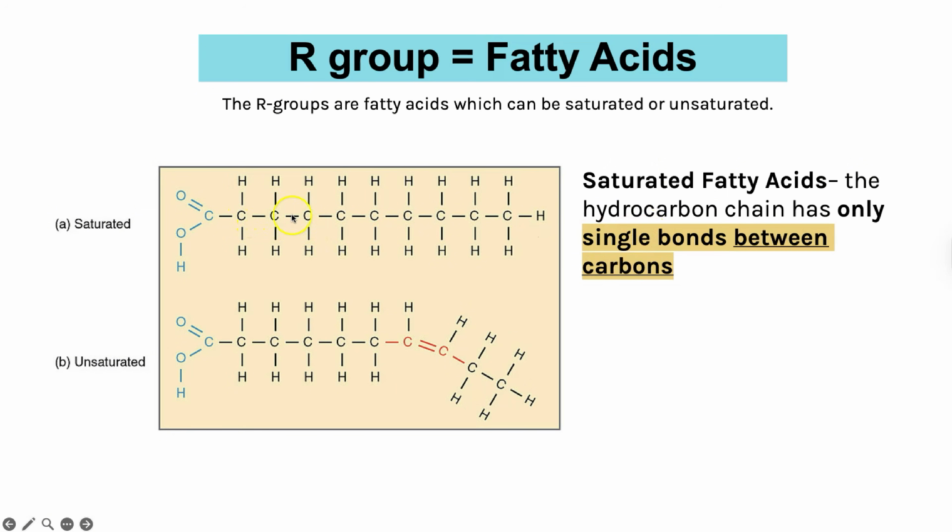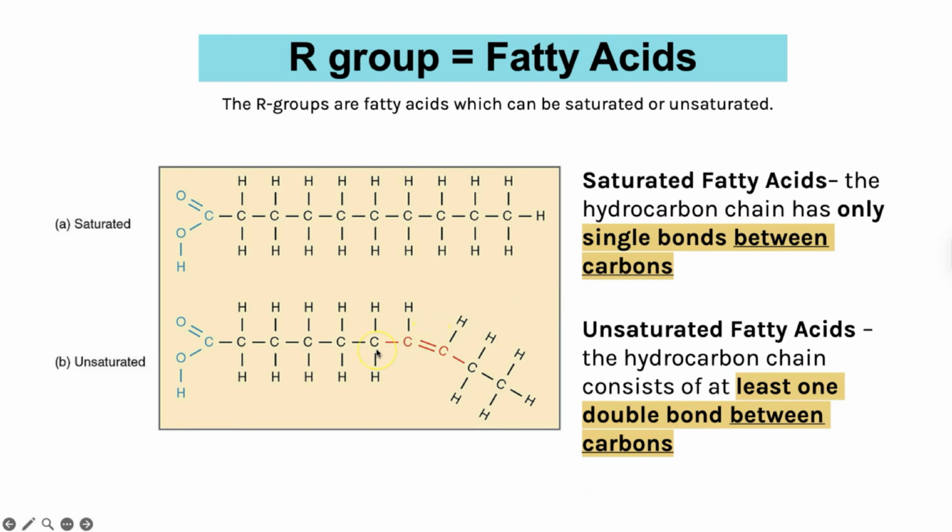Saturated is when you only have single bonds between all of the carbons in the chain, and therefore you have the maximum number of hydrogens bonding to it. So it's saturated. But to get the mark, you would have to say only single bonds between those carbon atoms.